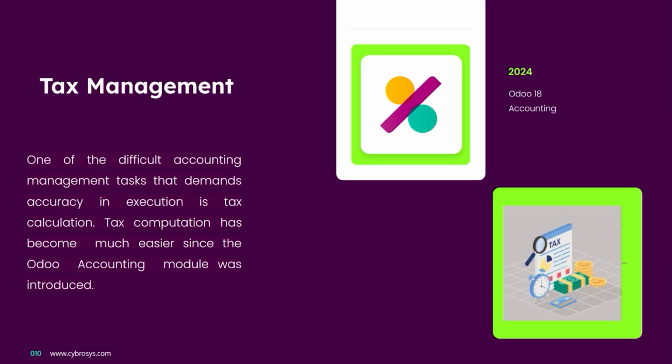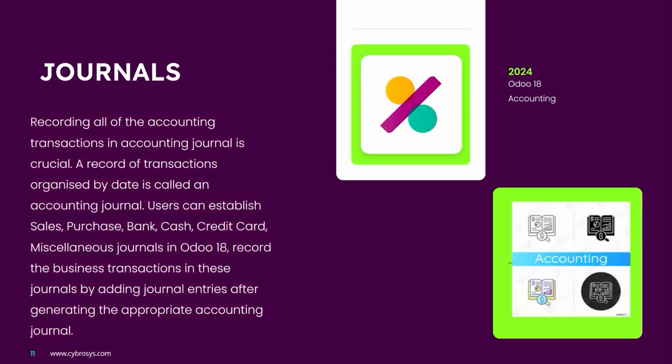One of the difficult accounting management tasks that demands accuracy in execution is tax calculation. Tax computation has become much easier since the Odoo accounting module was introduced. Journals. Recording all of the accounting transactions in accounting journals is crucial. A record of transactions organized by date is called an accounting journal. Users can establish sales, purchase, bank, cash, credit card, and miscellaneous journals in Odoo 18, which record the business transactions in these journals by adding journal entries after generating the appropriate accounting journal.